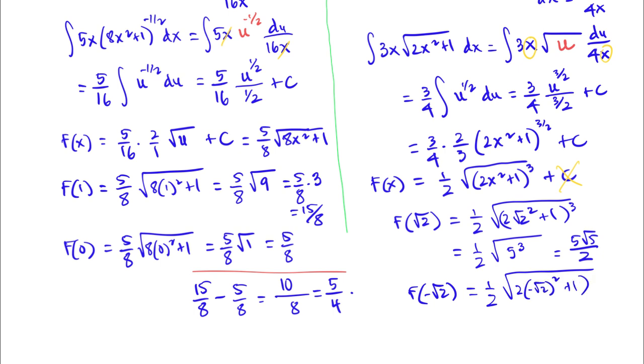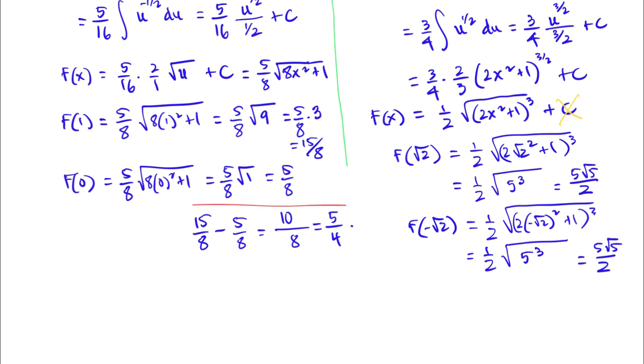F of negative root 2 is 1/2 the square root of 2 times negative root 2 squared plus 1, and this expression cubed. This is 1/2 the square root of negative the square root of 2 squared, which is positive 2. 2 times 2 is 4. 4 plus 1 is 5. 5 cubed. So this is also 5√5/2.